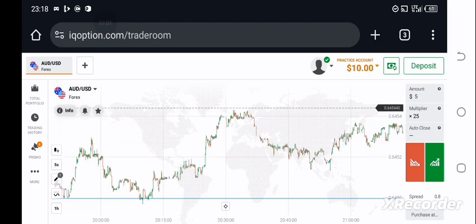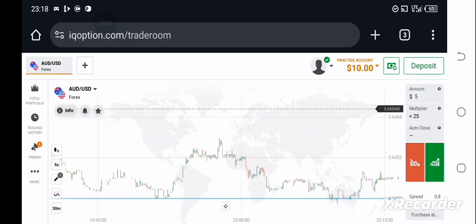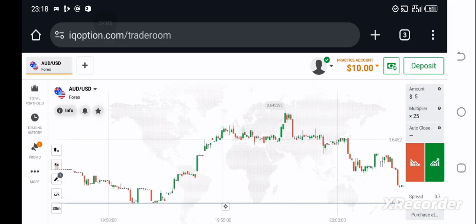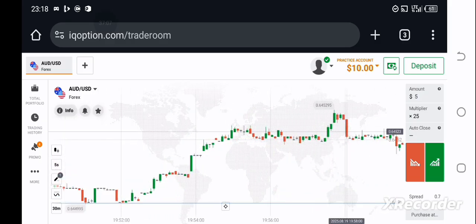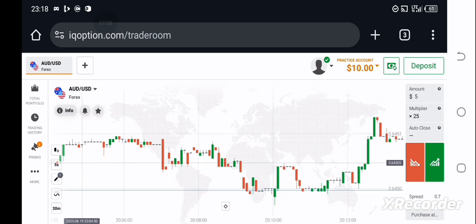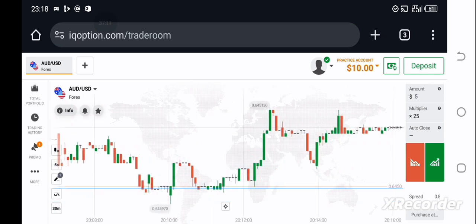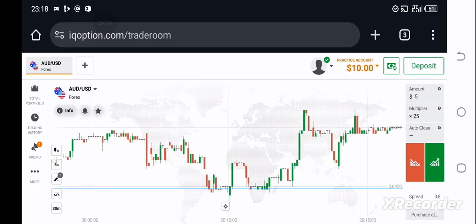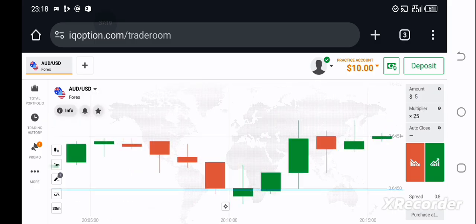So you can see it is because of the 5-second, it is down below. Okay, so because the market is bad, you can see there is no clear confirmation on 5 seconds. Okay, so but you are not using 5 seconds, please.